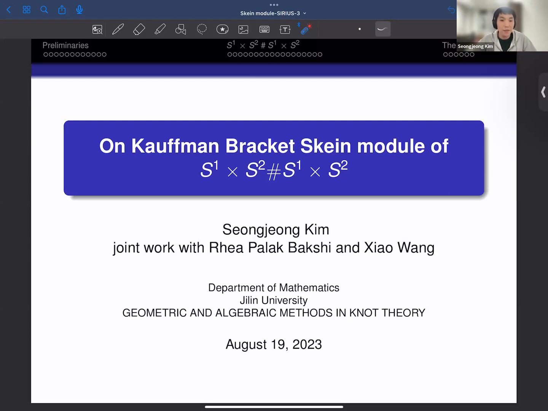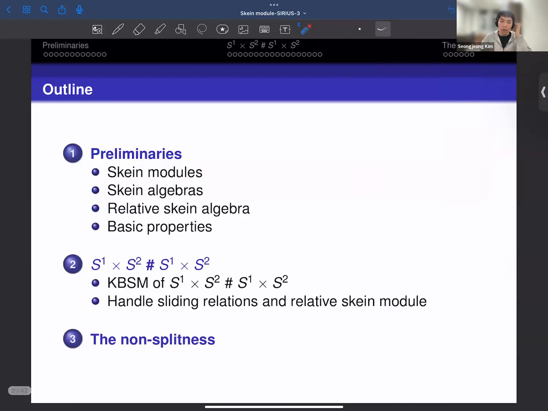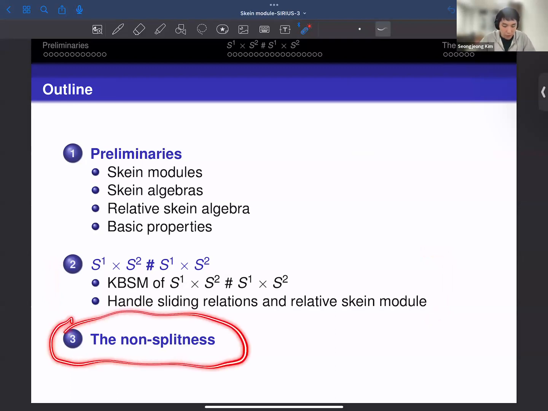And let me start my talk. Today, we'll talk about the Kauffman skein module of the connected sum of S1 times S2 and S1 times S2. Firstly, let us remind some basic notions, and then in the second part, we will show some results obtained by calculation. And from the calculation, we can get one important property of KBSM. And that is the plan of our talk.